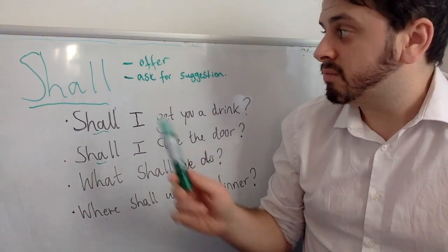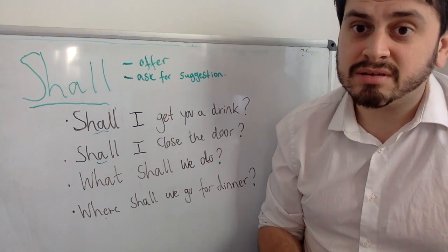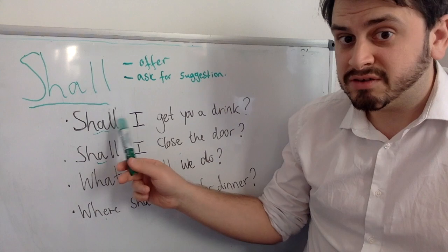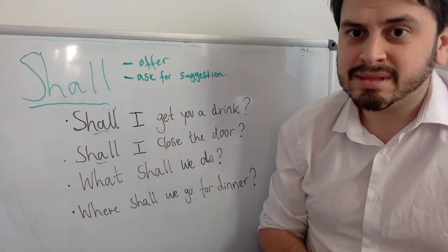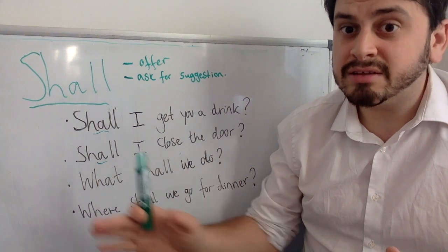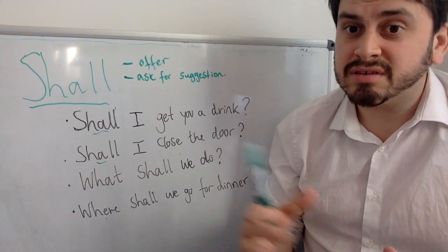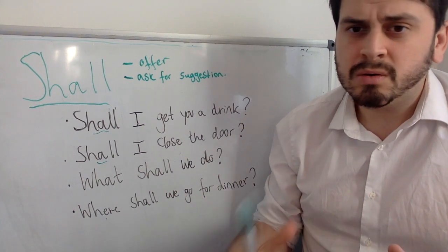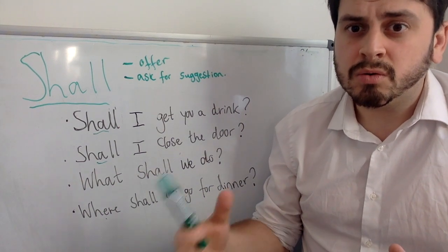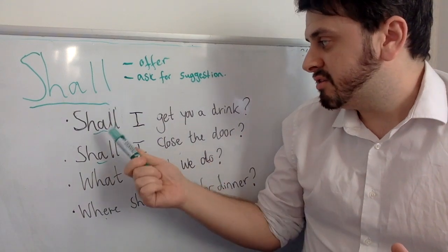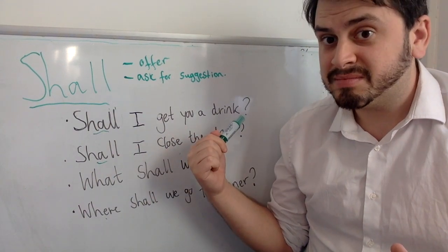We use shall when we want to offer something to somebody. So for example, shall I get you a drink? This is an offer. Usually we say shall I do this after somebody said something. So for example, maybe somebody has said, oh, I'm thirsty, or oh, my throat is dry. So therefore I would say, shall I get you a drink?